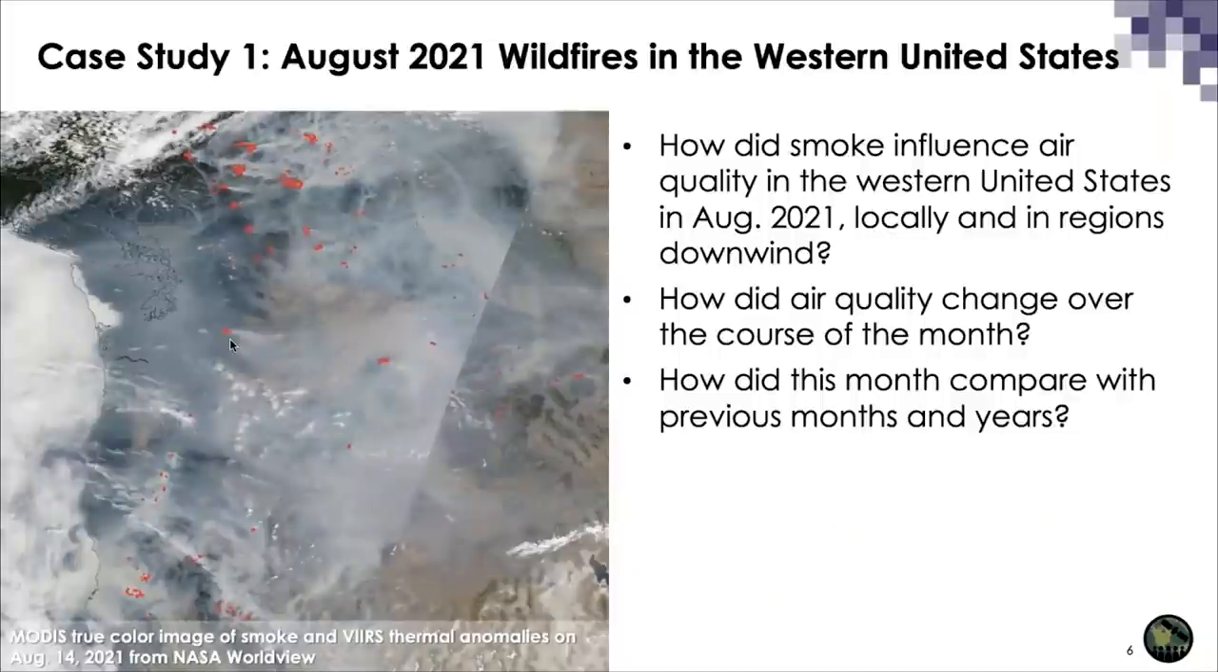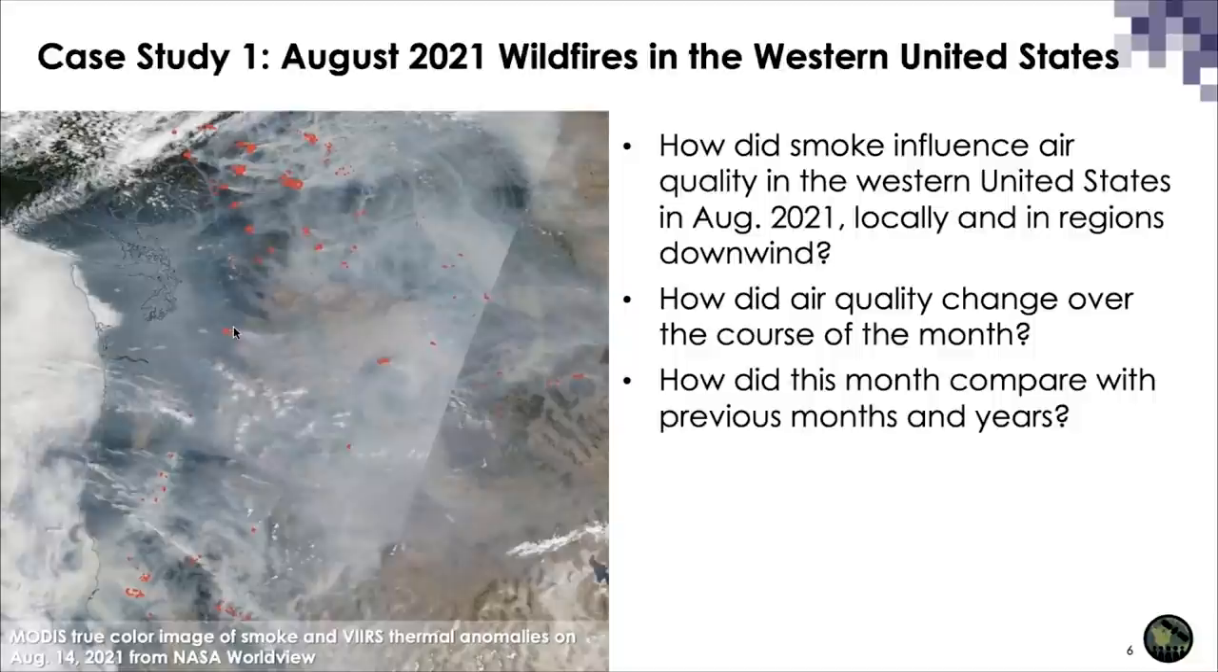Let's begin our first case study, August 2021 wildfires in the western United States. This case study builds off the analysis shown in the GESDISC portion of the first session. To set the stage for this study, the image on this slide, which was created in NASA's WorldView website, shows the MODIS true color image for our study region on August 14, 2021, overplotted with thermal anomalies from the VIIRS instrument to show the location of fires.